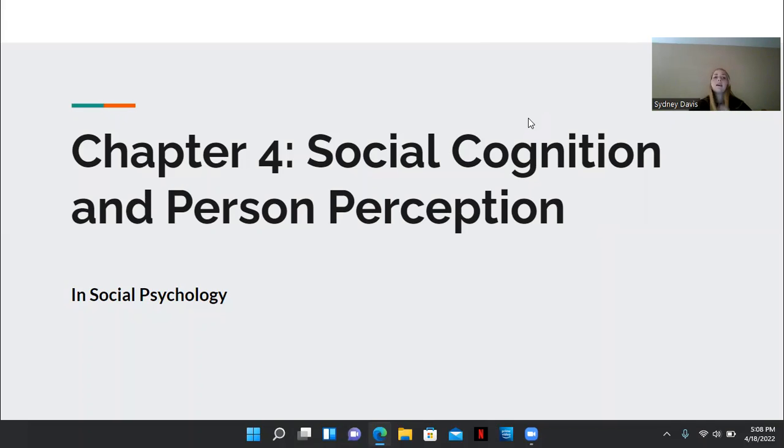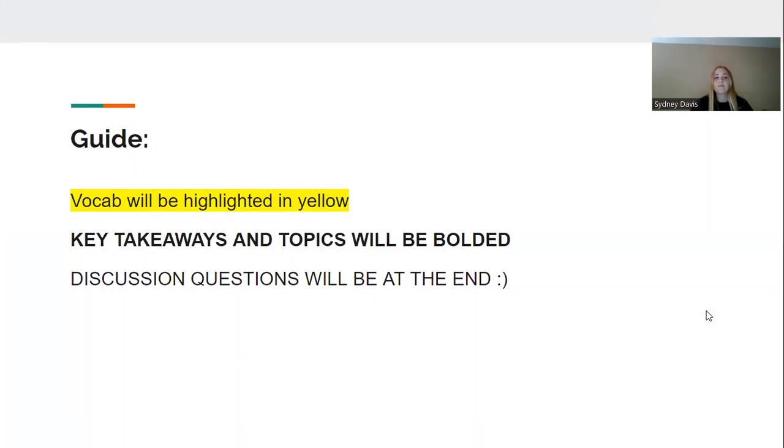My name is Sydney, and I will be doing my chapter presentation on Chapter 4, Social Cognition and Person Perception. So here's a little guide. The vocab will be highlighted in yellow, and the key takeaways and topics will be bolded, and I will have 2 discussion questions at the end of my presentation.